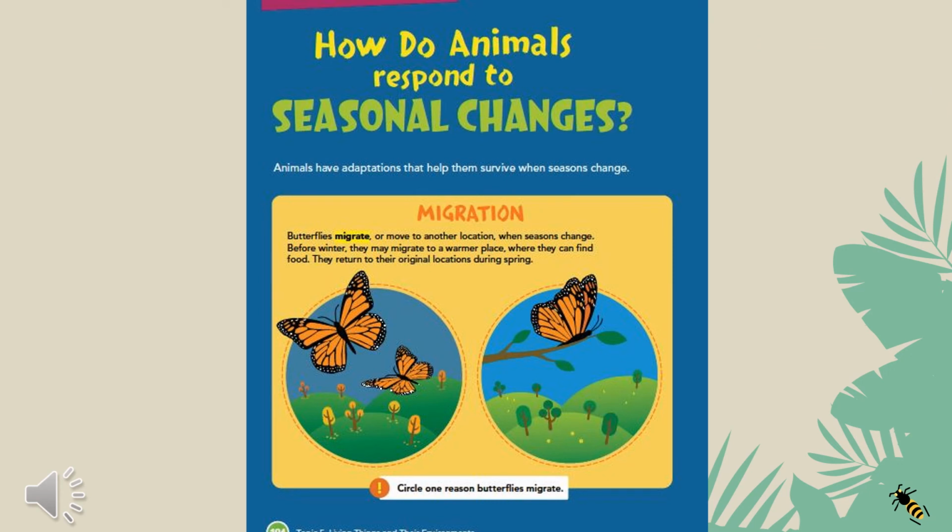How do animals respond to seasonal changes? Animals have adaptations that help them survive when seasons change. Migration. Butterflies migrate, or move to another location, when seasons change. Before winter, they may migrate to a warmer place where they can find food. They return to their original locations during spring.